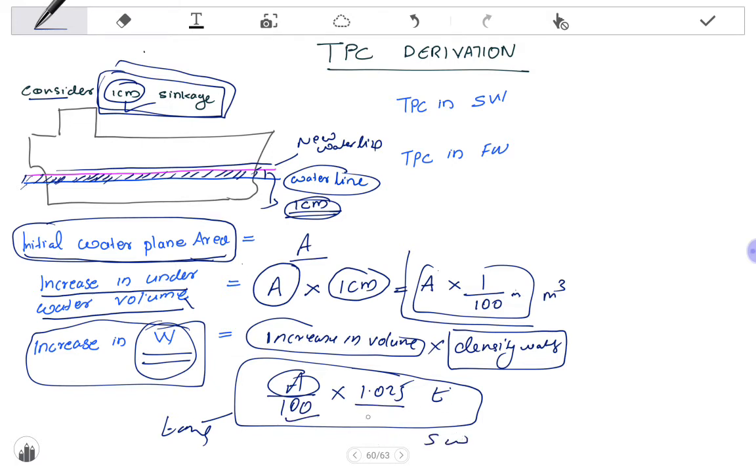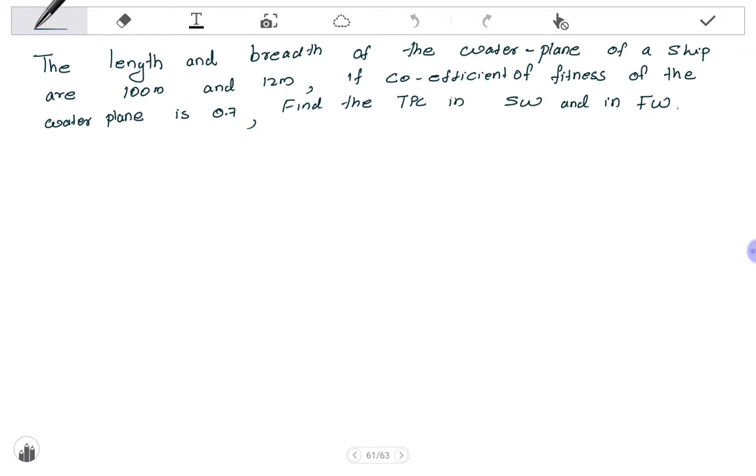If the vessel is floating in fresh water, the density will be 1. In that case tons per centimeter will be A divided by 100 into 1, which is equal to A divided by 100. And in salt water that will be A divided by 100 into 1.025. The next is, I guess, we have some exercise problems. Let's do that.